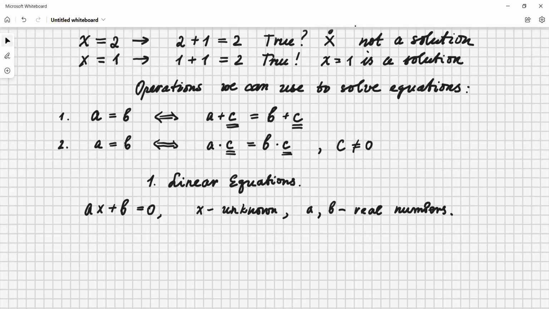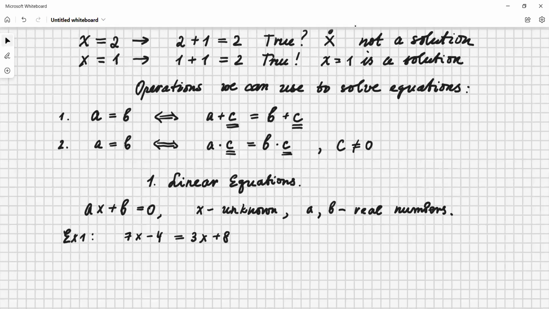A simple example of a linear equation, example number 1, is 7x minus 4 equals 3x plus 8. It does not look like a linear equation yet, right? Because it has too many x's and too many numbers, but we can always simplify it and bring it to the form of a linear equation. It is important to understand that in a linear equation, x is in the first power.